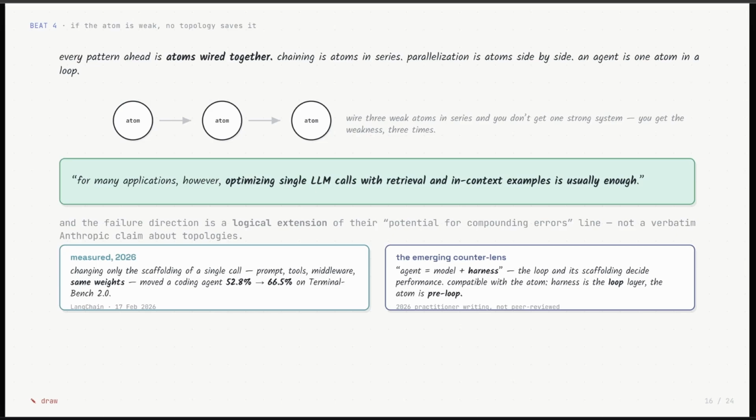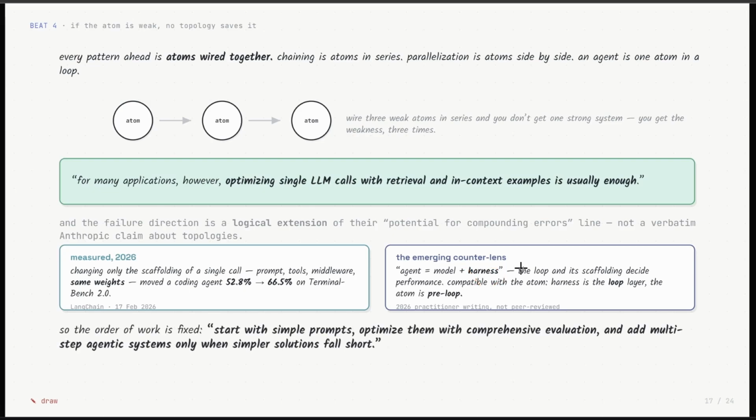And I will give you the counter lens honestly. A 2026 school of thought says agent equals model plus harness. That the loop and its scaffolding are what really decides performance. It is compatible with the episodes that we have been talking about until now. The harness is the loop layer, and the atom is deliberately the pre-loop unit. So note, this is actually practitioner writing, not really peer-reviewed research. So the harness here became part of the agent. It's a new part of the agent's definition.